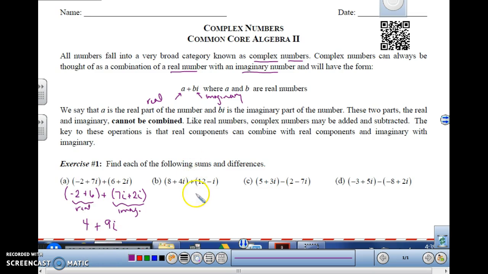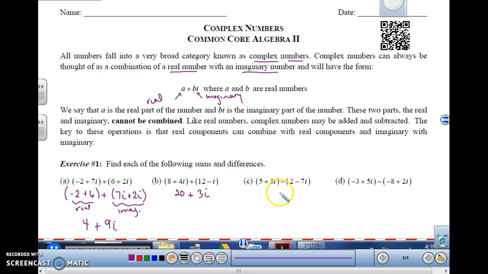All right, so let's try this sum. 8 plus 4i plus 12 minus i. What is the value of the real part of the expression? Well, 8 plus 12 is 20. And the imaginary part would be 4i, and negative i would be 3i.